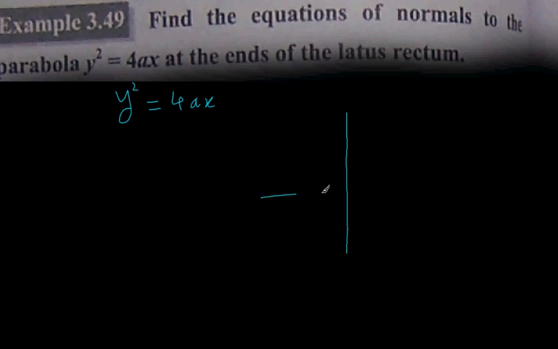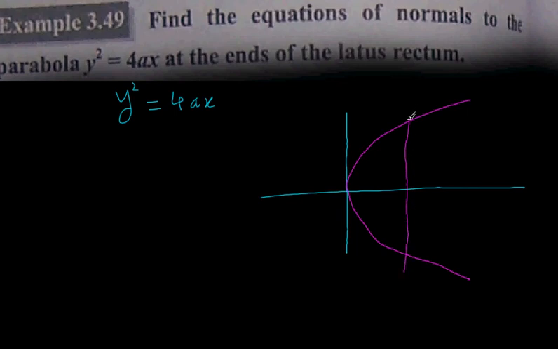We have a parabola here. Let's draw it. This is the parabola, and you have a latus rectum here. This is the latus rectum. It passes through the point (a, 0), which is the focus. This one is point P. This is point Q.